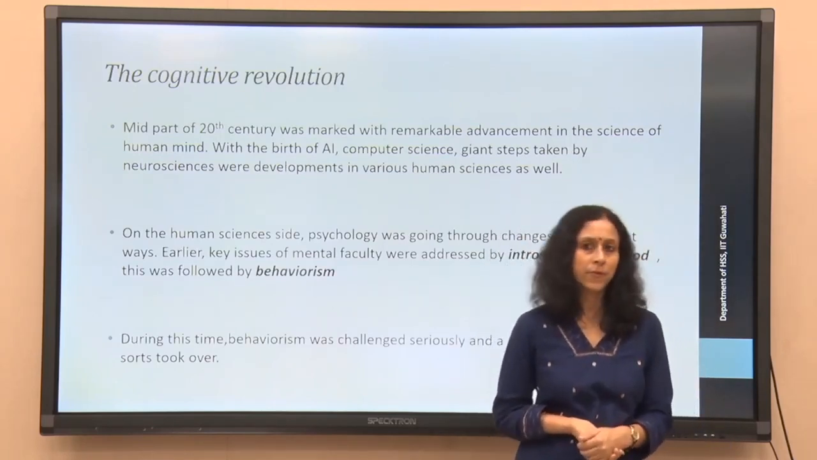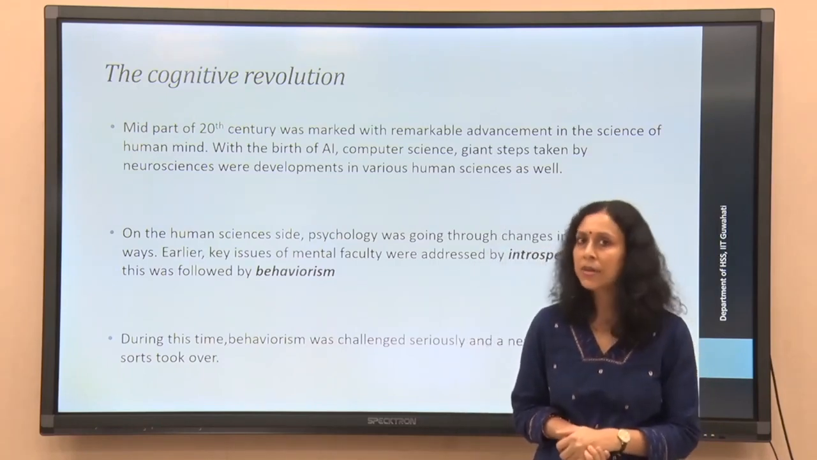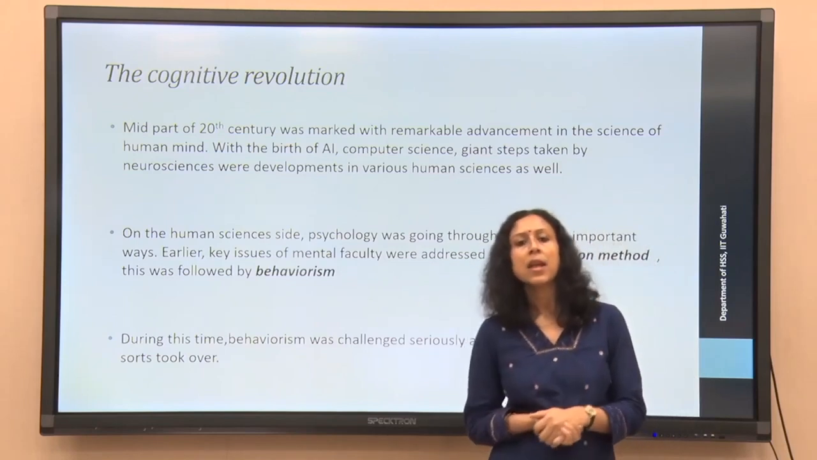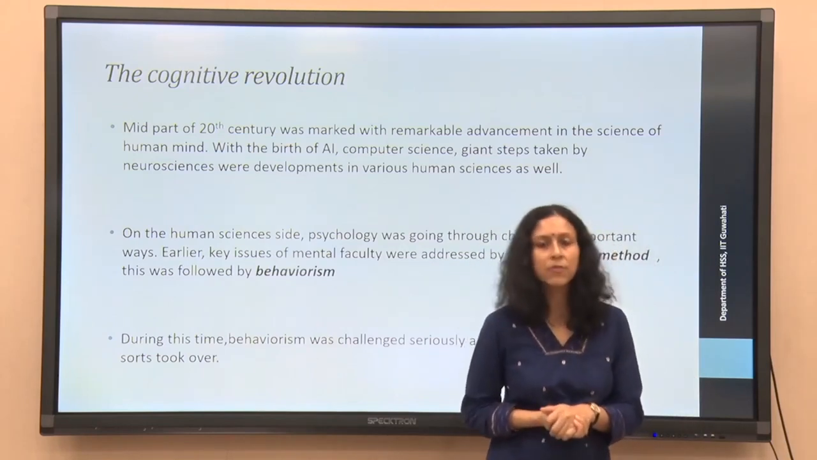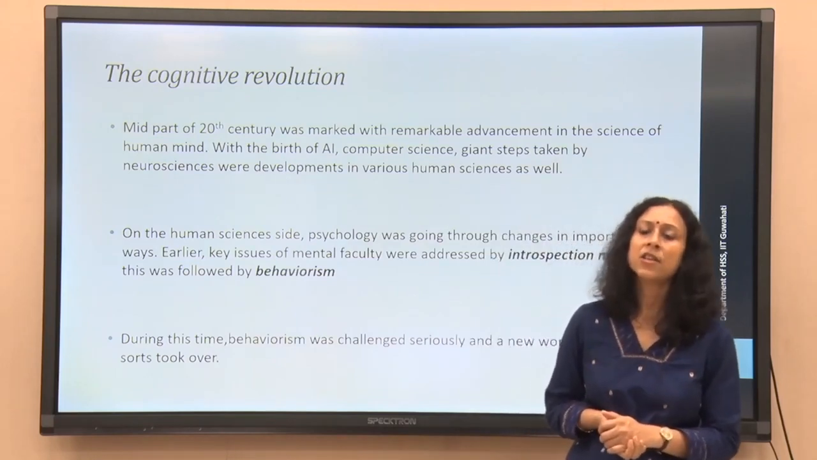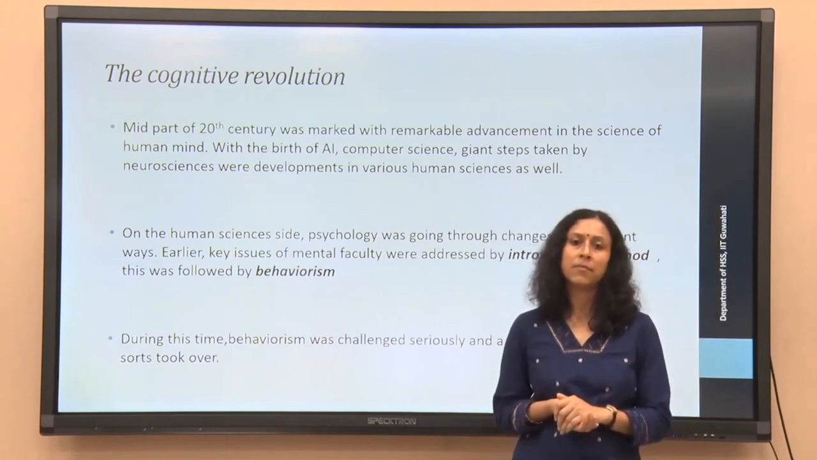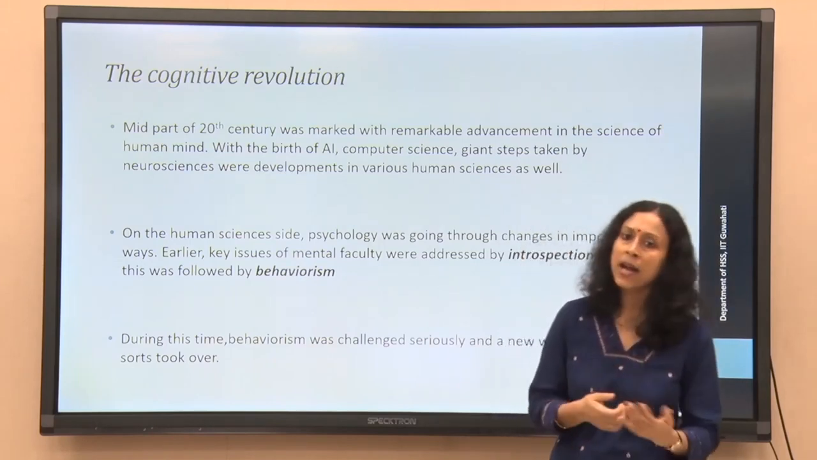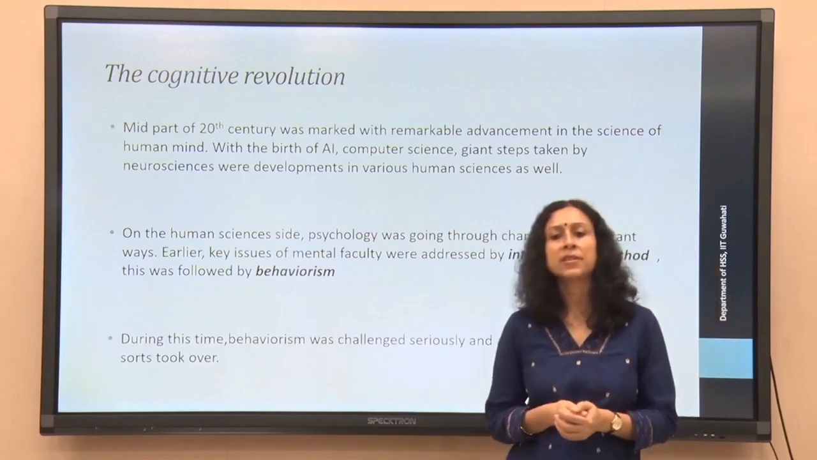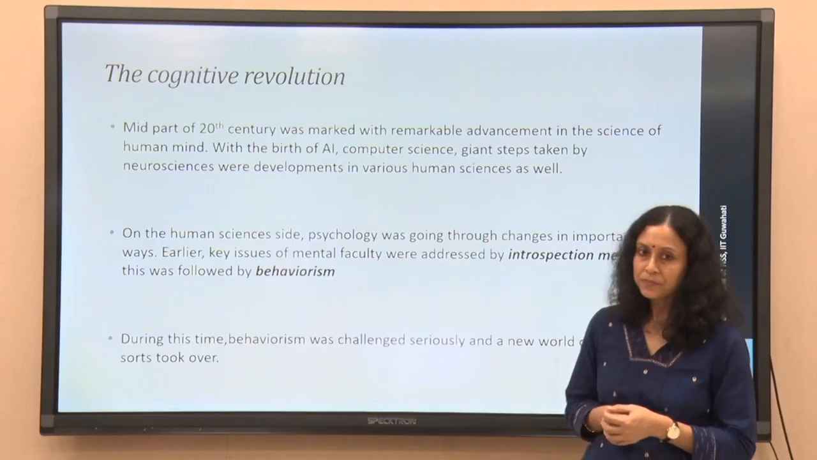The mid part of the 20th century was marked with remarkable advancement. How did cognitive science come into being? It was preceded by a lot of advancement in the science of the human mind, in the beginning of AI, the birth of AI, computer science, giant steps taken by neurosciences. All these developments were already building up a new discipline.